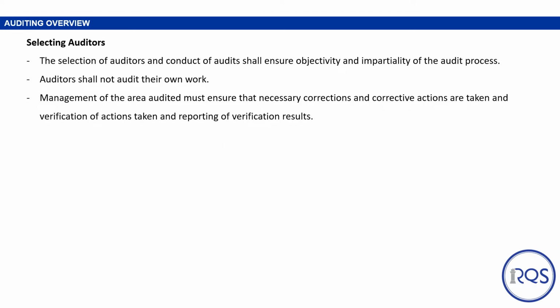The selection of auditors and conduct of audits shall ensure objectivity and impartiality of the audit process. This means that the auditors should not be able to audit their own work. Following audits, management of the area audited must ensure that the necessary corrections and corrective actions are taken without undue delay, and verification of actions taken and reporting of verification results.